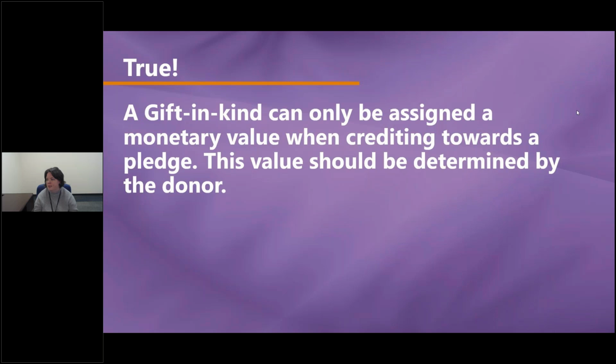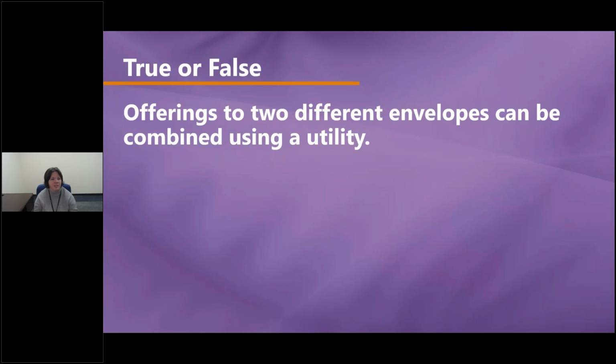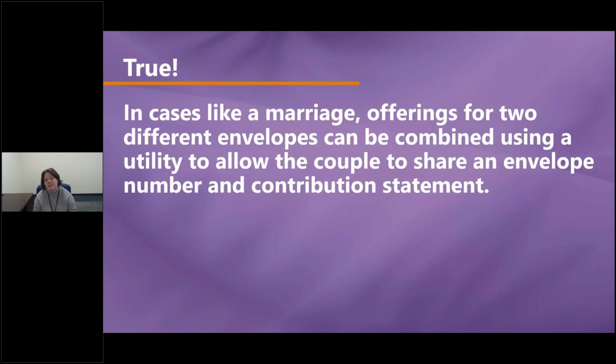Offerings to two different envelopes can be combined using a utility. Okay, you all really quickly got that one. And that is true. So in the event like a marriage or a duplicate, those offerings for two different envelopes can be combined using that utility, so that the couple can share that envelope and have both of their names on the contribution statement, so that when they file their taxes, it's for both of them. So that was definitely an easy one.